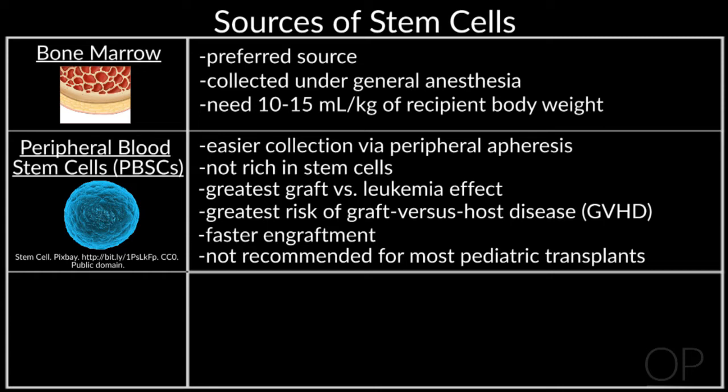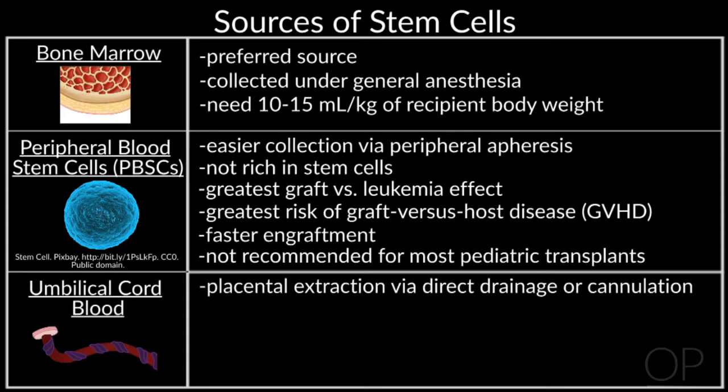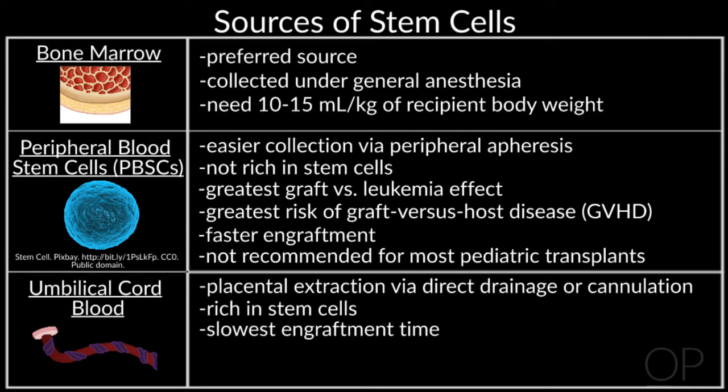The third source of stem cells comes from umbilical cord blood. So this is cord blood that is extracted from the placenta at delivery, so after the child is delivered, either via direct drainage or direct cannulation. The good thing about umbilical cord blood stem cells is that the umbilical cord blood is very rich in stem cells. A disadvantage to using this approach is that it has the slowest time to engraftment, it has the most immunologically naive immune system, so greater risk of viruses.